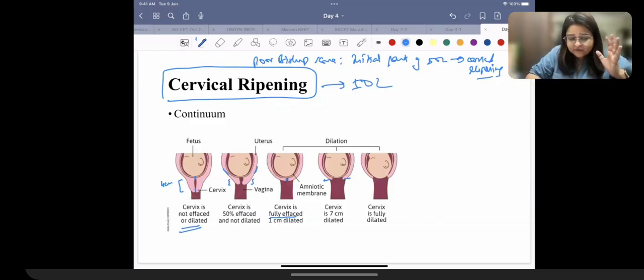So try to understand that they are part of the same thing. Cervical ripening is the initial part of induction of labor when the patient has a poor Bishop score. It's not something different. It is part of induction of labor.